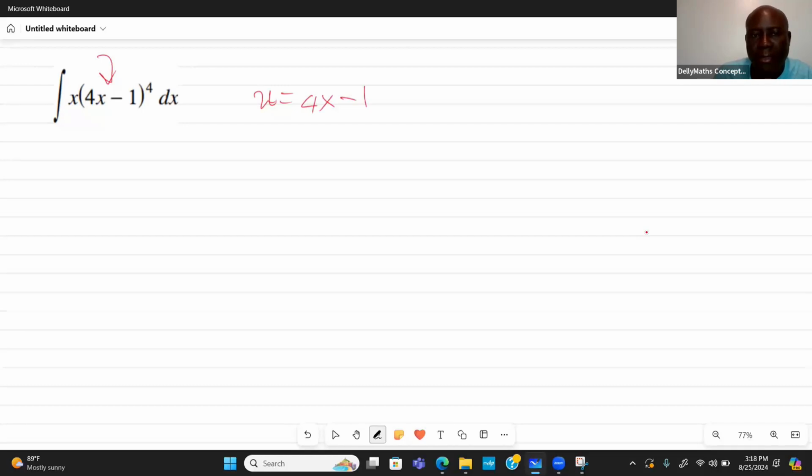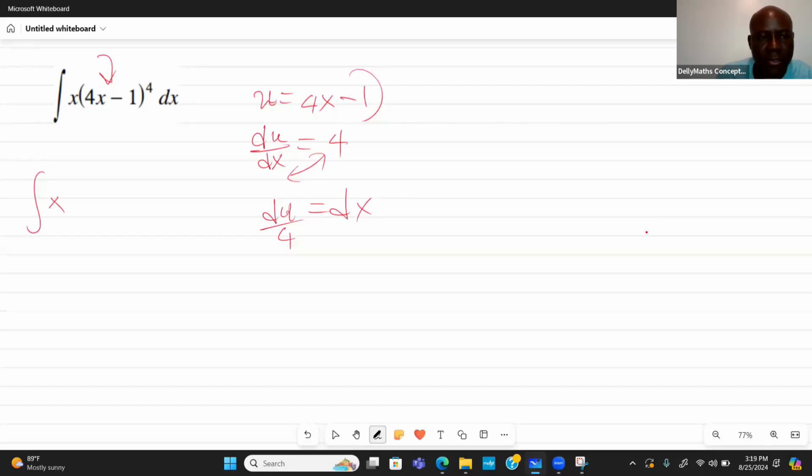All right, so by that, we can take du dx. So du dx is going to equal to 4. Now, what is dx? Dx, if I should switch these out right there, du over 4 is equal to dx. Let us rewrite this. So this is the integral of x, and then we have u raised to the fourth, and my dx will now be switched out for du over 4.